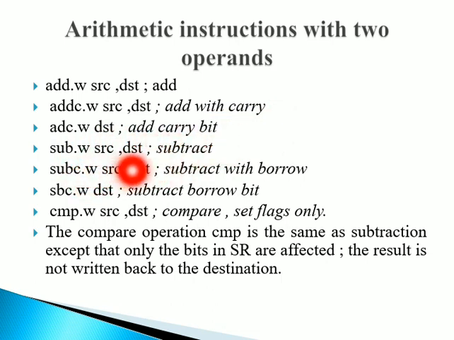sub.w source, destination, means you are subtracting the two values. subc.w source, destination, means you are subtracting along with the borrow, and sbc.w dst means you are subtracting the borrow bit. cmp.w source, destination, means you are comparing, and based on the comparison result you will set your flags. The compare operation is the same as subtraction, only the bits in the status register are affected. The result is not written back to the destination.